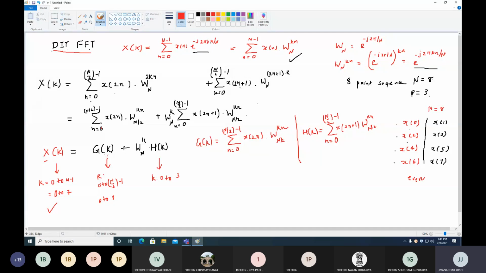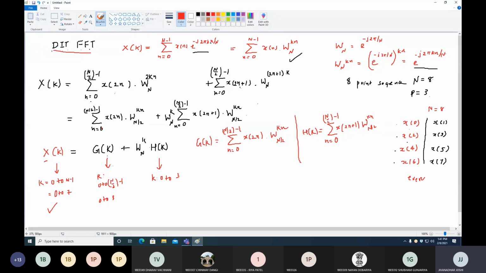Similarly, g of 5 is just equal to g of 1. G of 6 is just equal to g of 2. And similarly, g of 7 is equal to g of 3. And similarly, I will be proving for h of 0, h of 1, h of 2, h of 3, 4, 5, 6, 7.